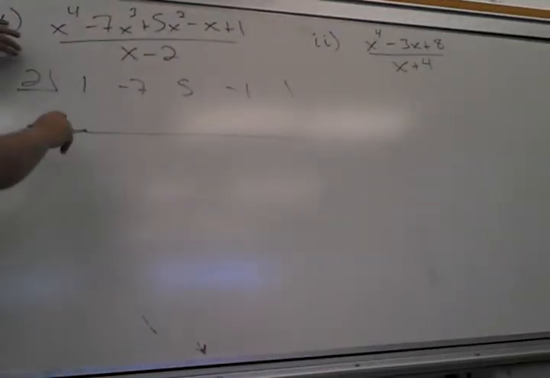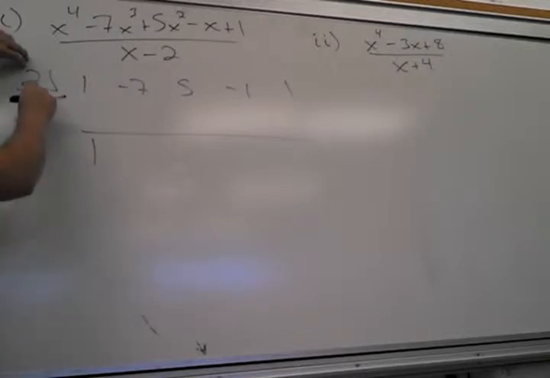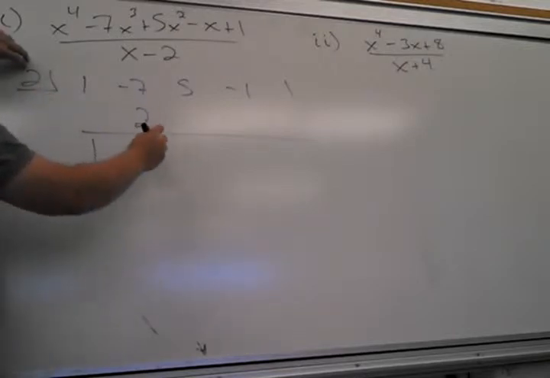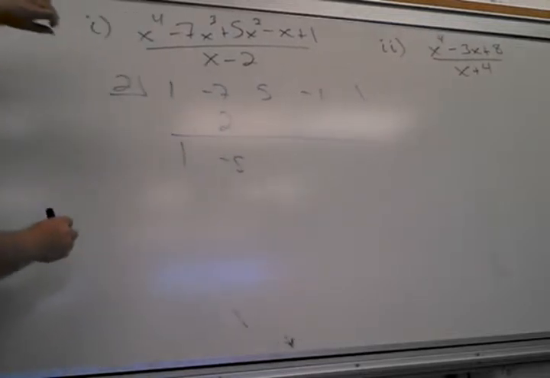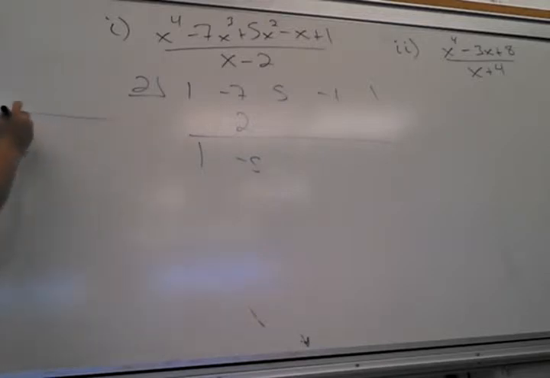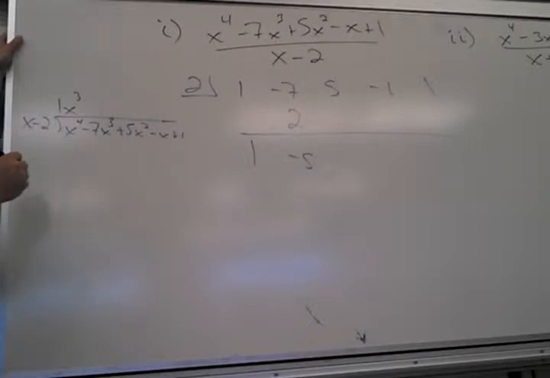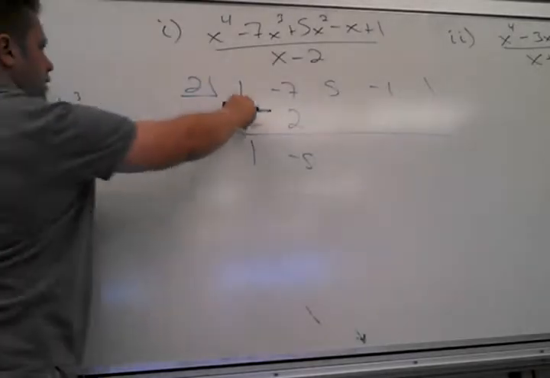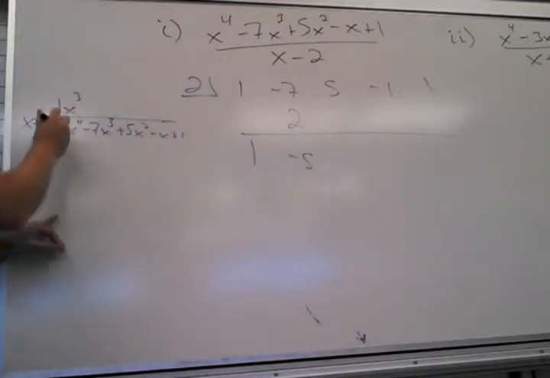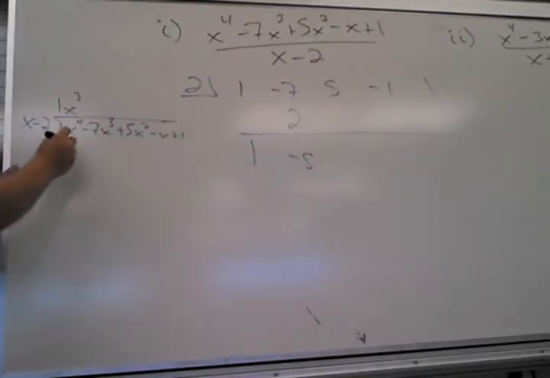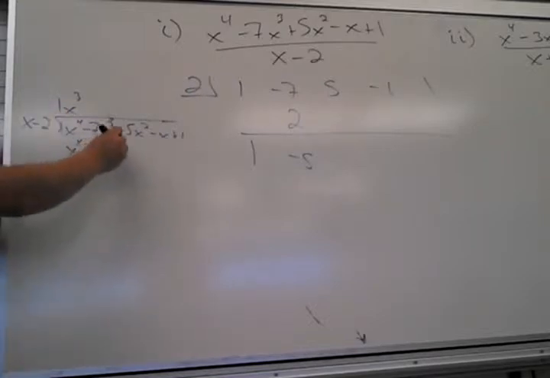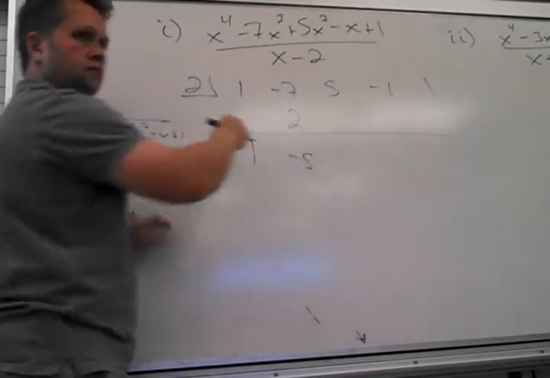So how does this work then? Drop the 1. Drop the 1, good. 2 times 1 is 2. Add. And real quick, just to remind those of you who were here yesterday about long division, this would be x cubed. Why is it 1x cubed? Because this is a 1, so that 1 is going to be in the answer. If that was a 3, it would be 3 in the answer, right? So x cubed times x is x^4. x cubed times -2, change the sign, and there's the -7 + 2 right there.